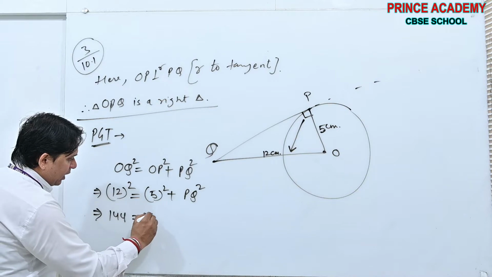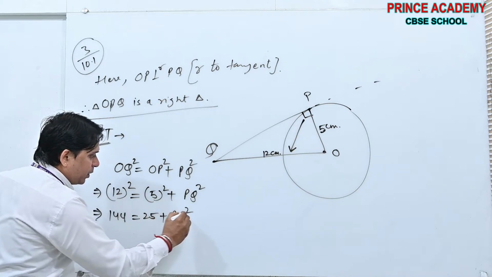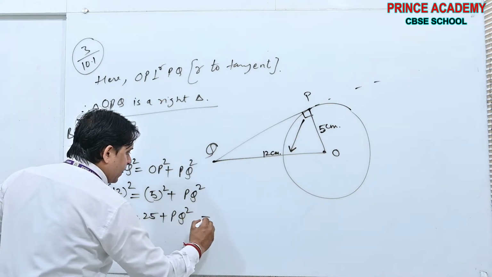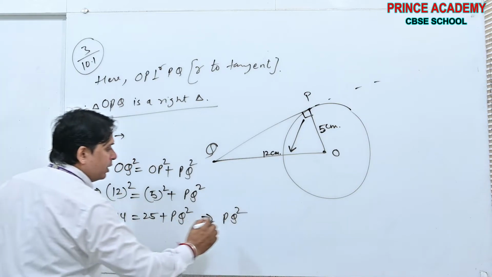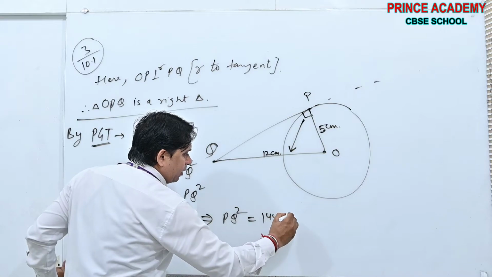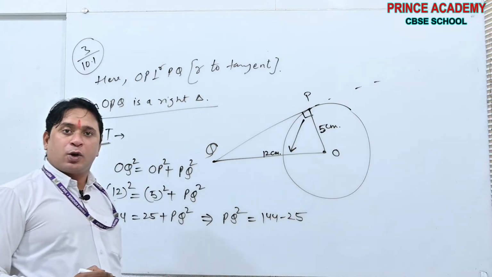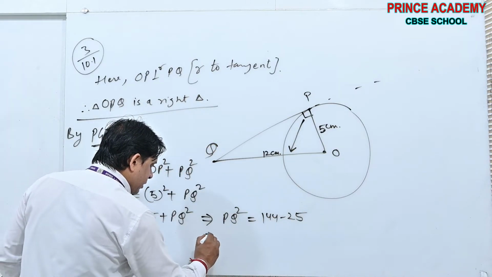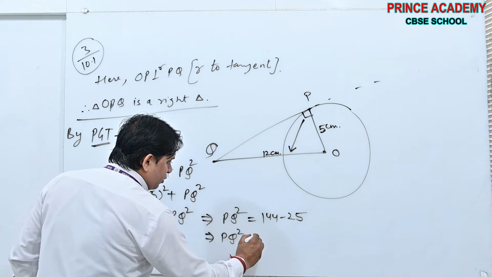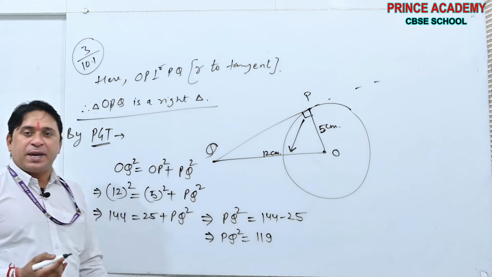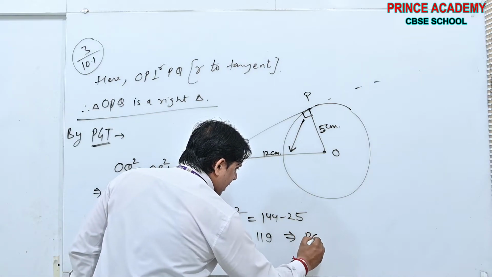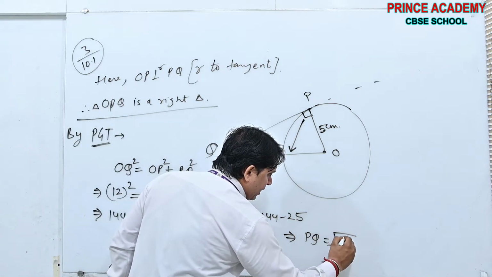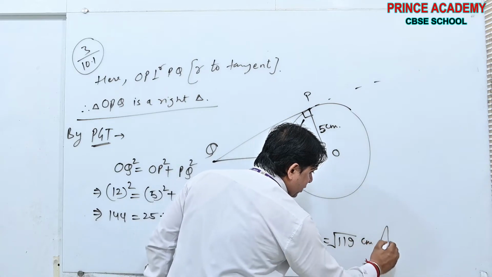144, 25 plus PQ square. From here, if we keep PQ square here and shift 25 towards the other side, it will be minus 25. Yes or no? Done. PQ square is 119. From here, PQ will be root 119 centimeters, answer.